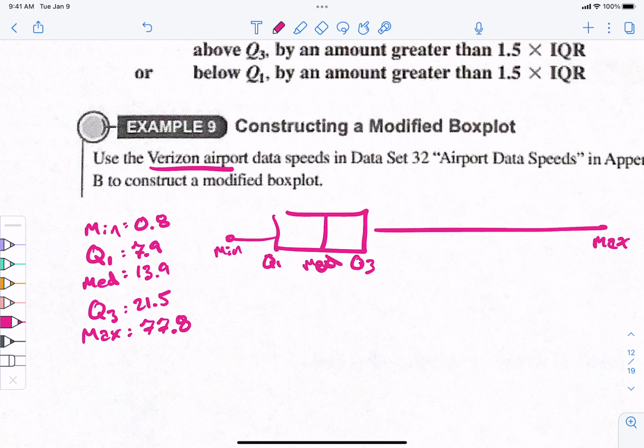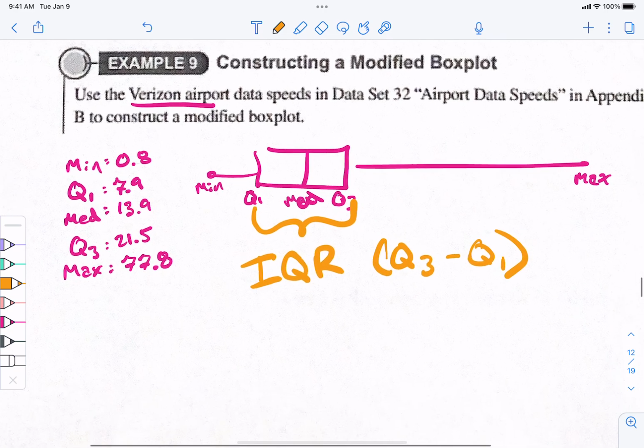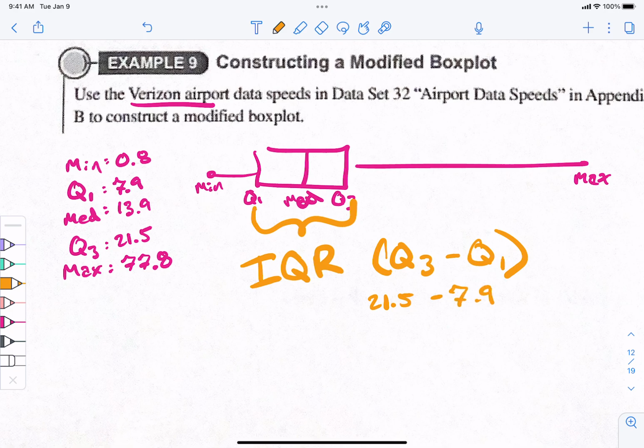Now here's the deal. We want to do something called the interquartile range, IQR. And the IQR is how long your box is. The IQR is the length of the box, which in other words is like saying take Q3 and subtract Q1, okay? So if I take my Q3, I have 21.5 and I subtract 7.9. How long is the IQR or the box? 13.6. Okay, 13.6 is the length of the IQR.